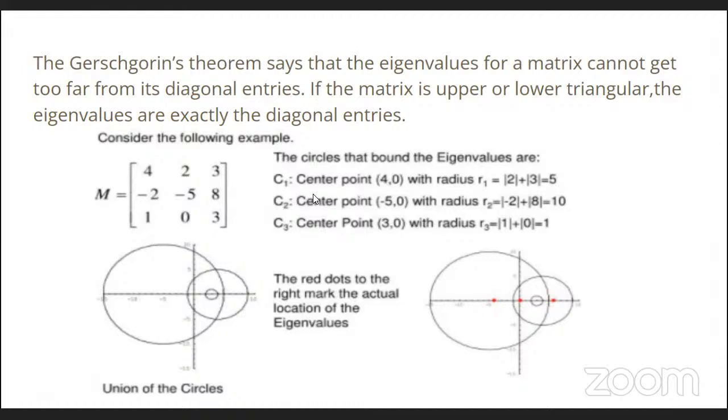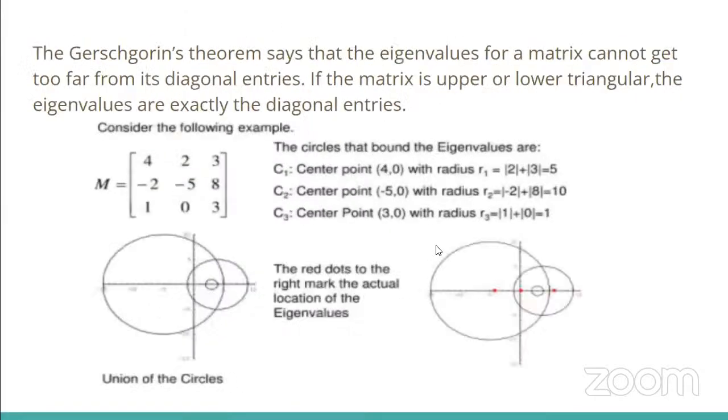To get your radius for the first one, which is our C1, we will have 2 plus 3, the absolute values of 2 and 3. Remember we saw something like this. I need to go back. Sorry, can we see my screen? I'm trying to move back.